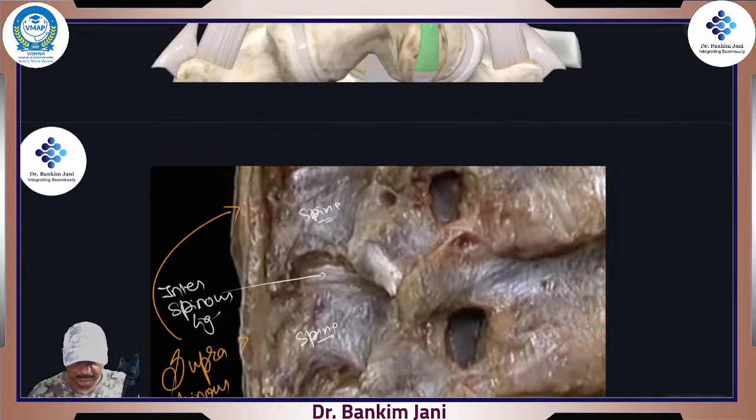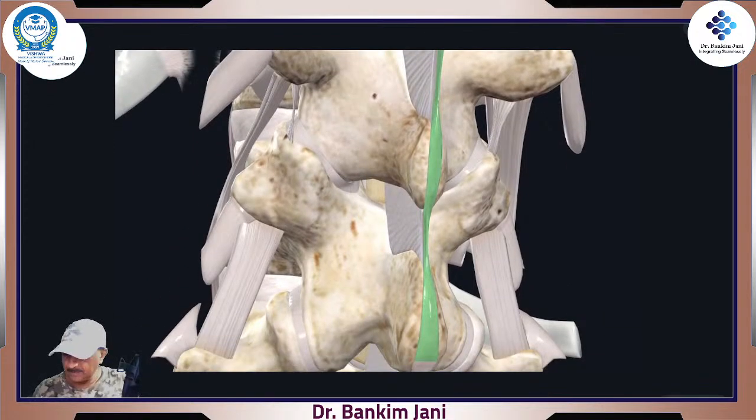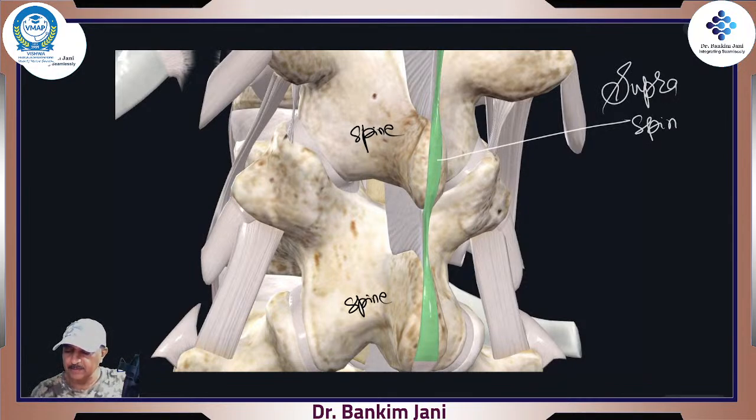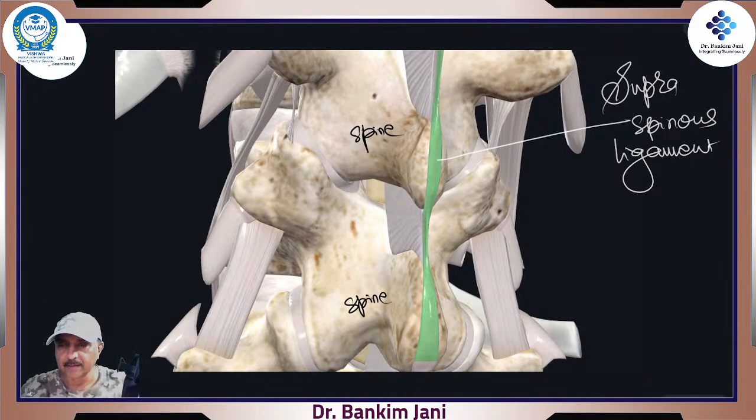Now see how it makes sense when we watch this. This is spine, this one is spine, and on the back of the spine, this green color is the supraspinous ligament. So we watched two ligaments: one was interspinous and the second is supraspinous. It will come in, because we give anesthesia in the spine. Normally it is spinal anesthesia which is given in the spine.